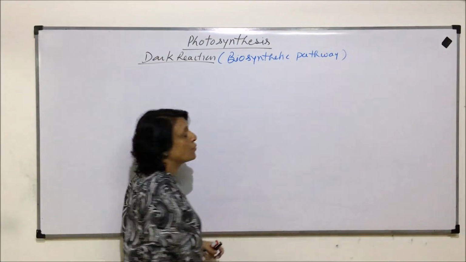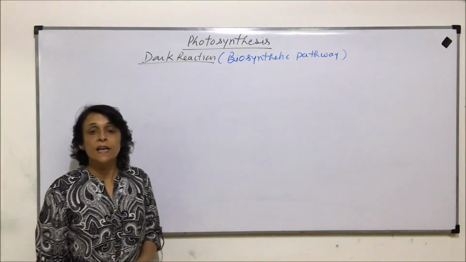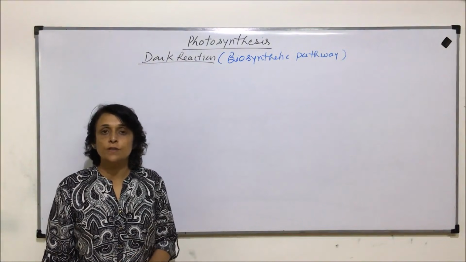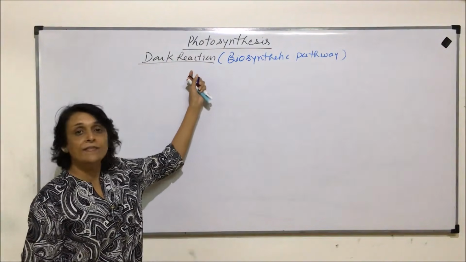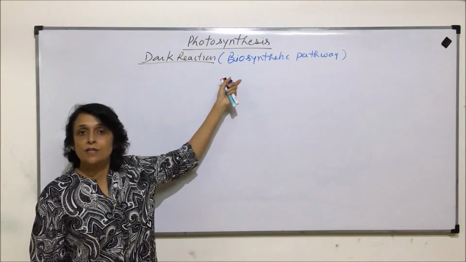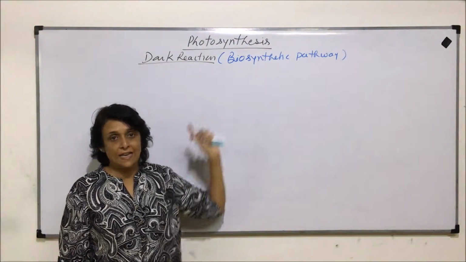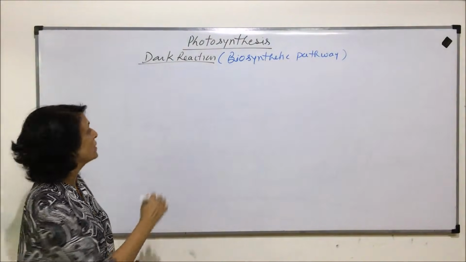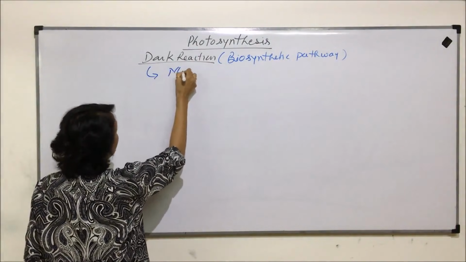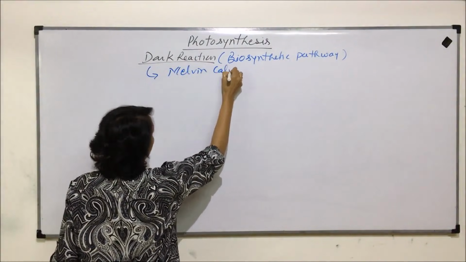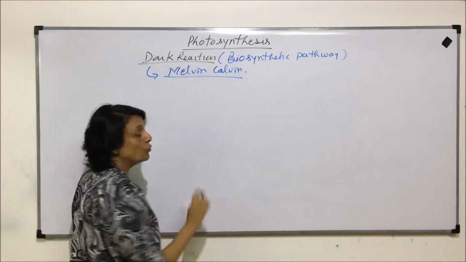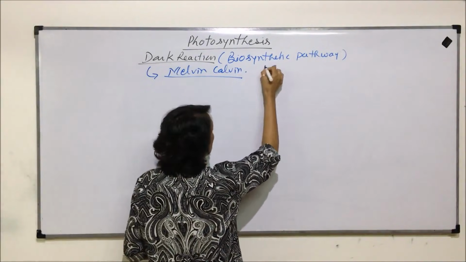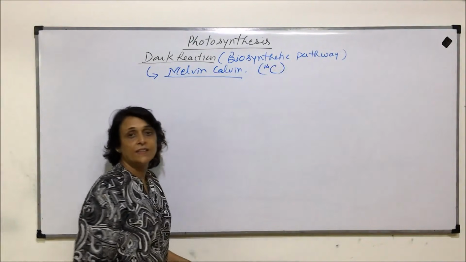The reason why it is known as biosynthetic pathway is that by using the ATP and reducing power which is synthesized during light reaction, in this process sugar synthesis, that is carbohydrate synthesis, will take place. The entire process of this dark reaction was explained by Melvin Calvin, and he used carbon 14, that is radioactive carbon. C14 was used to trace the pathway.